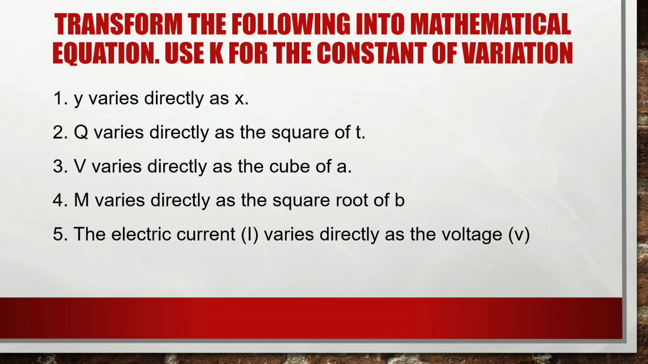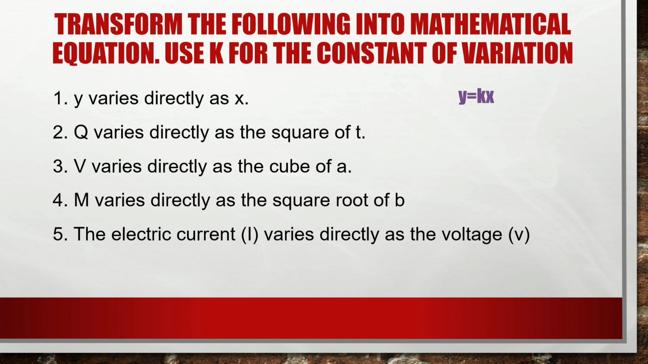An interesting topic about direct variation is to transform it to a mathematical equation. So I have here an example. Transform the following into mathematical equation and use k for the constant of variation. Number 1, y varies directly as x. If you will write it in mathematical equation, that is y is equal to kx.